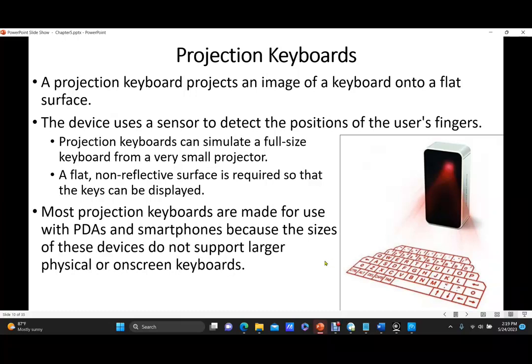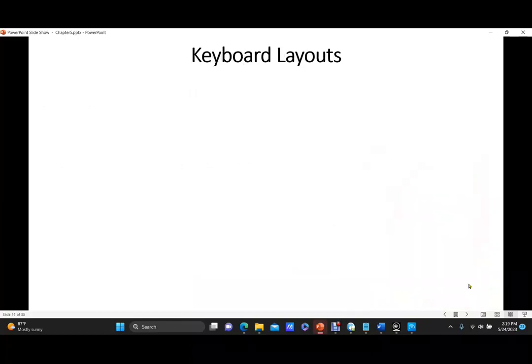Most projection keyboards are made for use with PDAs and smartphones because the sizes of these devices don't support large, full-size physical or on-screen keyboards.